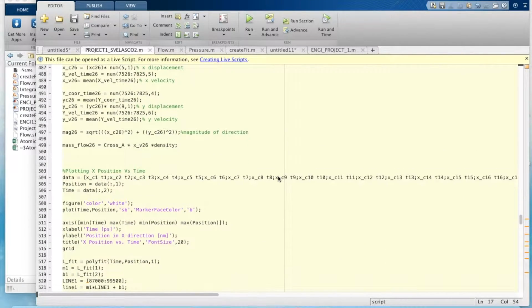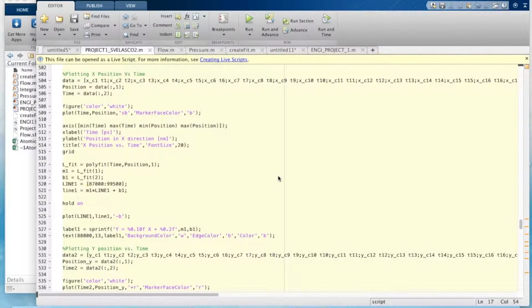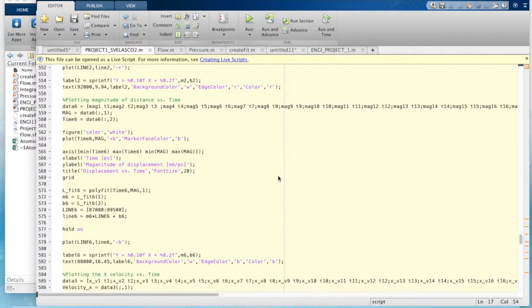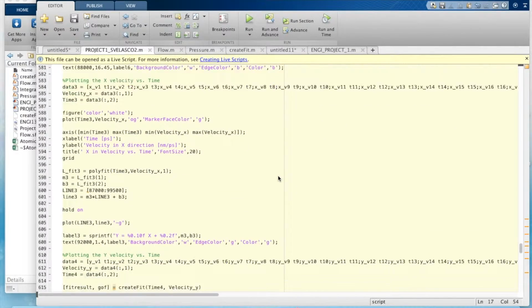We plotted the position versus time for the x coordinate versus time, the y coordinate versus time, and the x and the y velocities versus time. And so we'll run the program to explain it more to you.